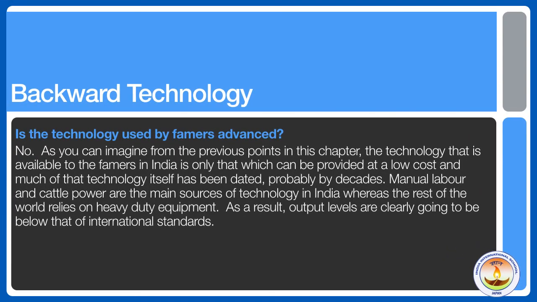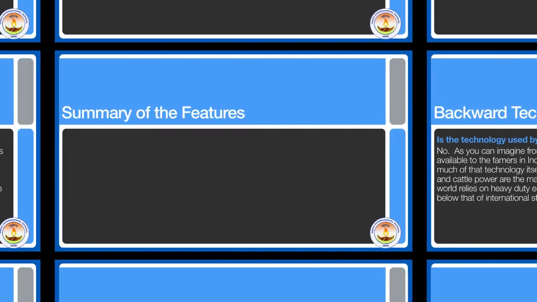Next, let's talk about backward technology. Well, technology usually implies that we use means or methods which are new and allow us to maximize our efficiency. However, India is not able to rely on heavy duty equipment, and as a result, the output is suffering from it because lots of the labor is physically intensive. And as a result of that, they're not able to produce at international standards.